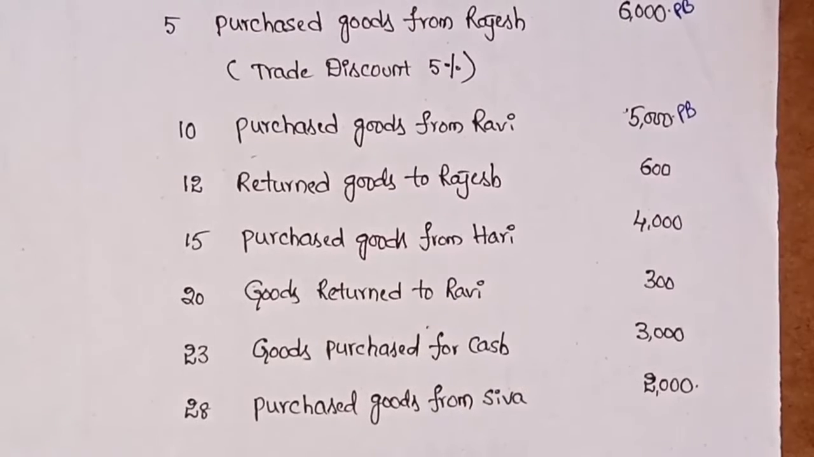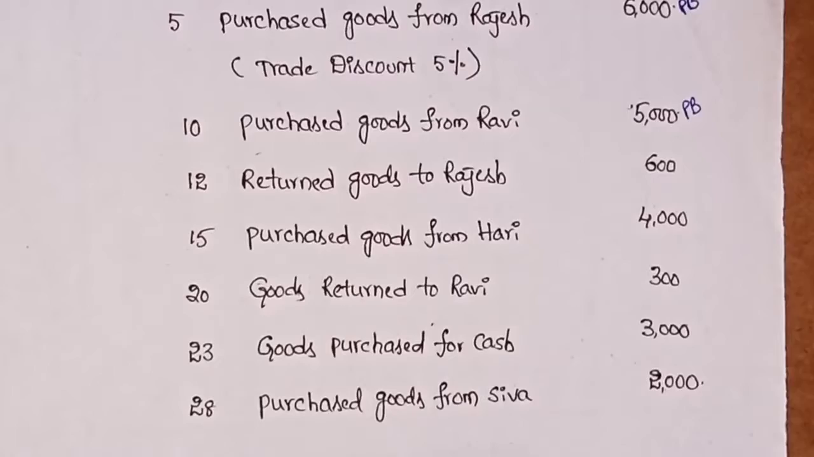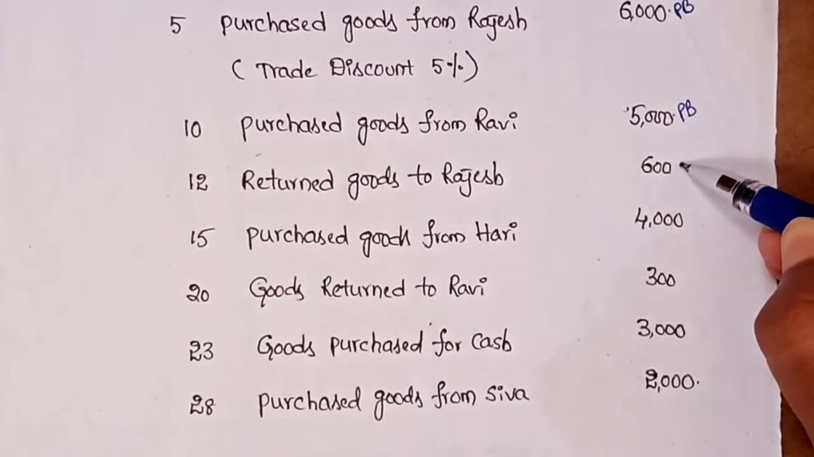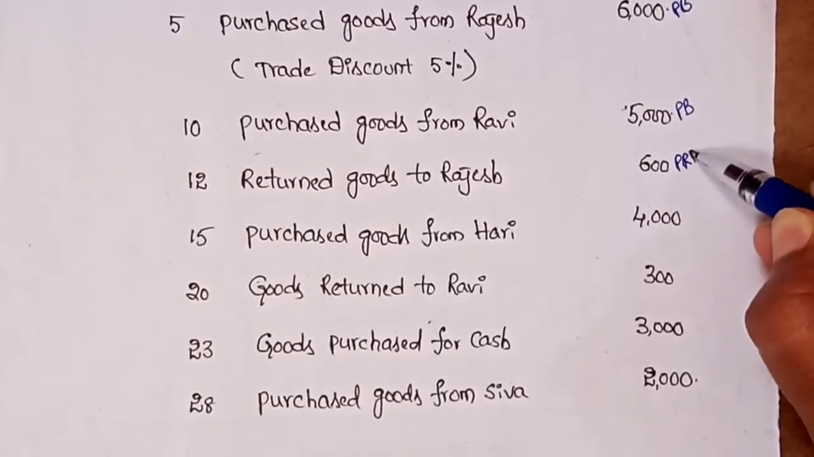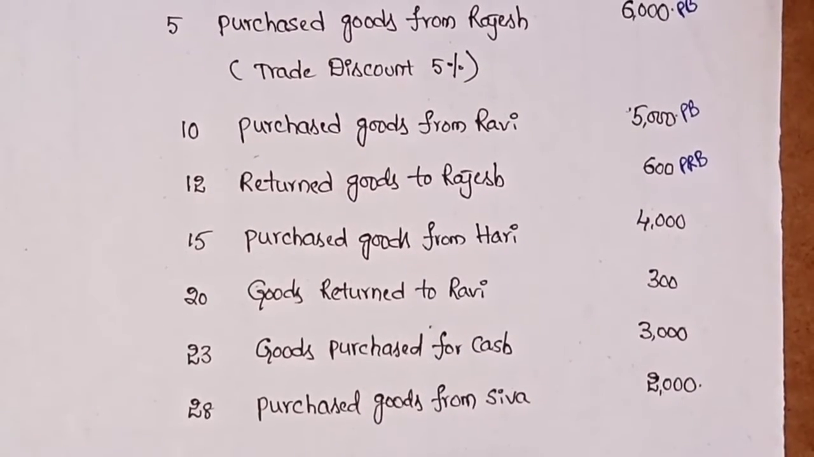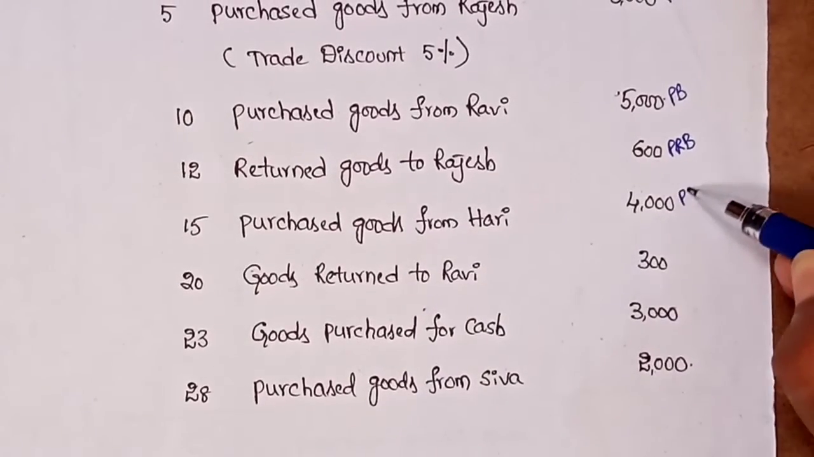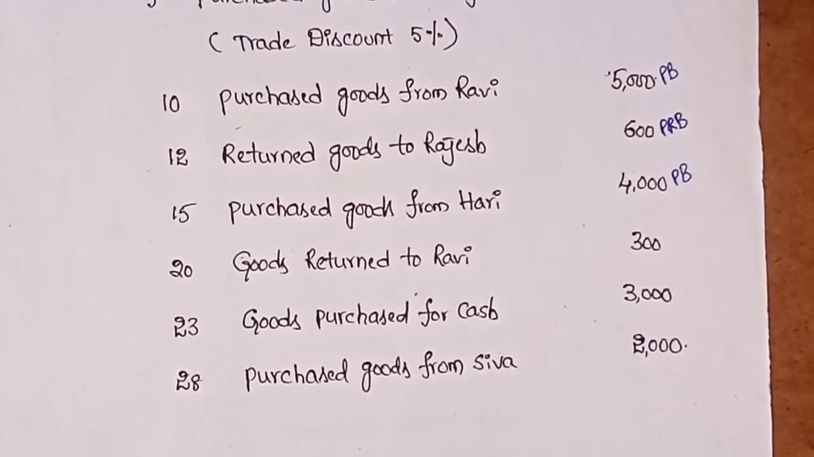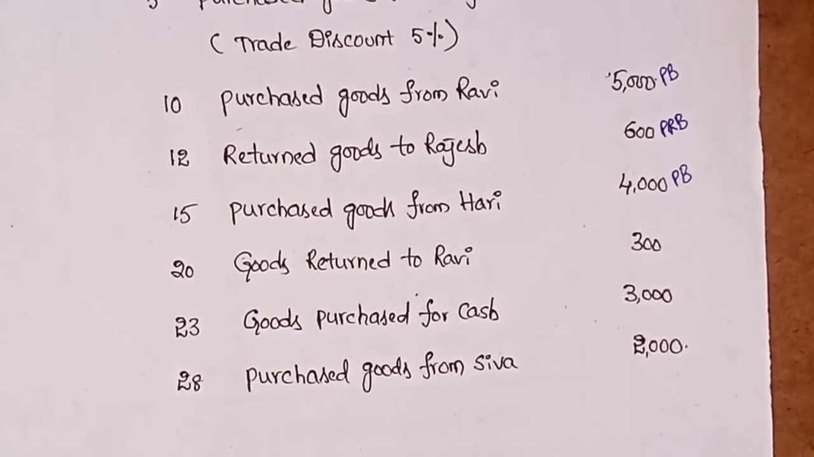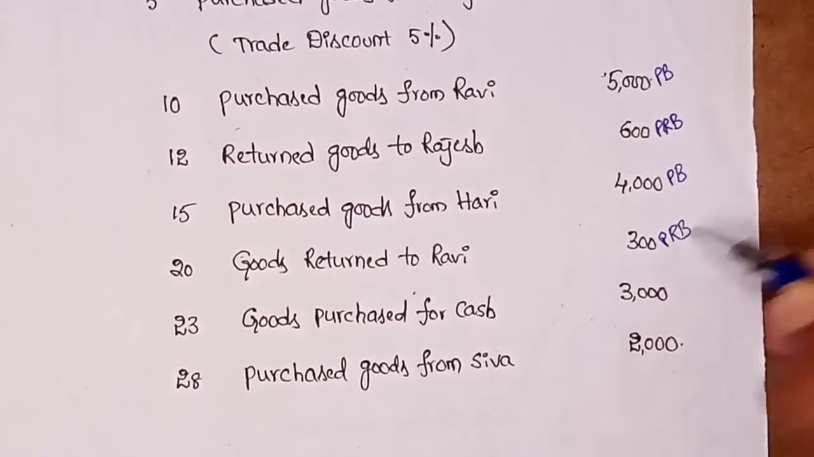Next, returned goods to Rajesh. We purchased goods and we returned those goods to Rajesh. That's why it is a purchase return transaction. That's why we record in purchase returns book. Next, purchased goods from Hari. It is a credit purchase transaction. That's why it is recorded in purchase book. Next, goods returned to Ravi. We purchased goods from Ravi. Now we are returning goods to Ravi. That's why we record in purchase returns book.